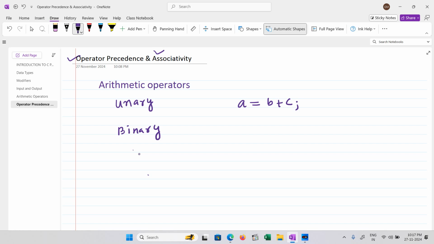You may consider that B equal to 3 and C equal to 4, and both of them are declared as integers. When you perform this, the result of two integers will also produce an integer in case of addition. So the value of B will replace here and the value of C will be replaced here, and they'll produce a value equal to 7. Very straightforward.